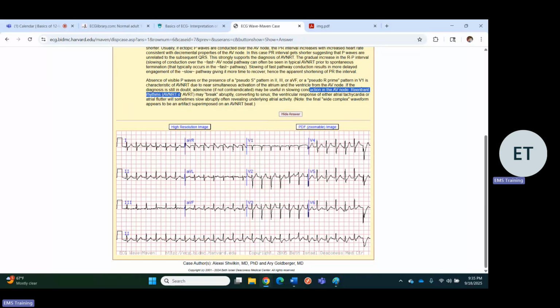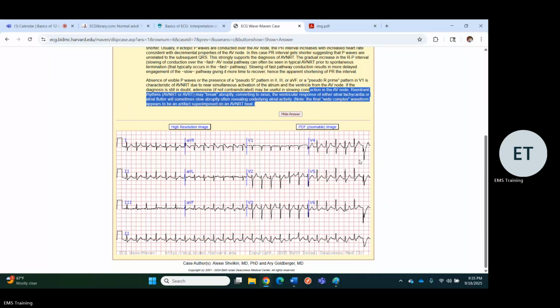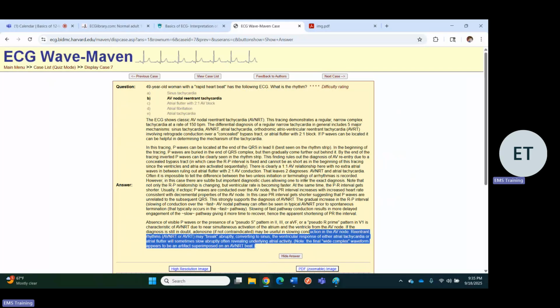Reentrant rhythms, AV NRT or AV RT, may break abruptly, converting to sinus. The ventricular response of either atrial tachycardia or atrial flutter will sometimes slow abruptly, often revealing the underlying atrial activity. Note, the final wide complex waveform appears to be an artifact superimposed on an AV NRT beat. Yeah, we weren't sure, but it does look artifacty, not because of the shape of it, but because the isoelectric line changed abruptly with it. Cool. That was kind of tough.